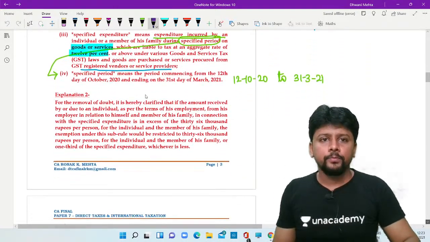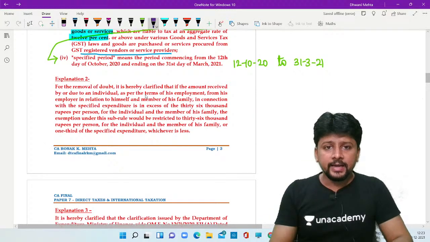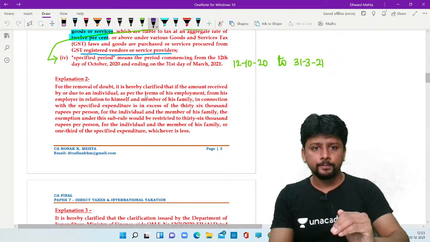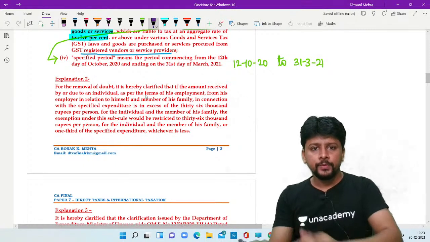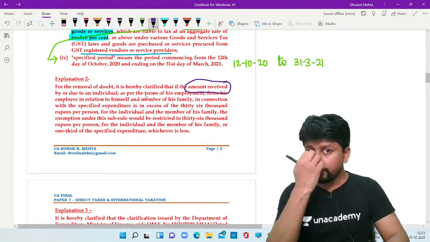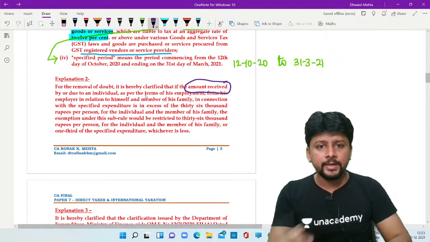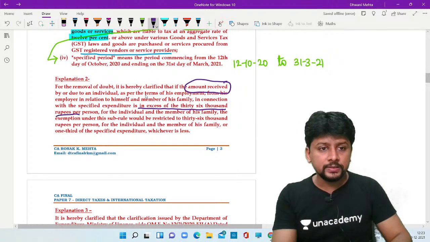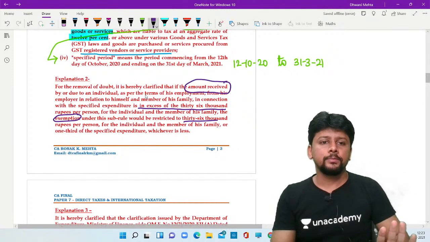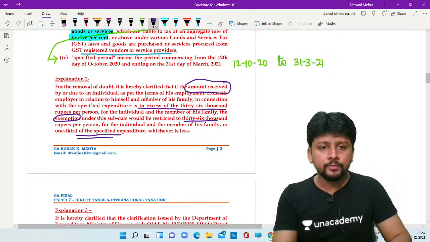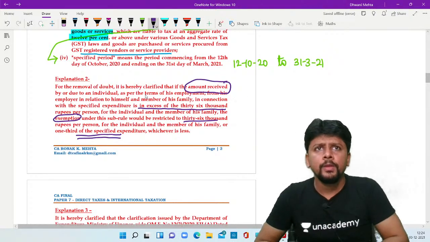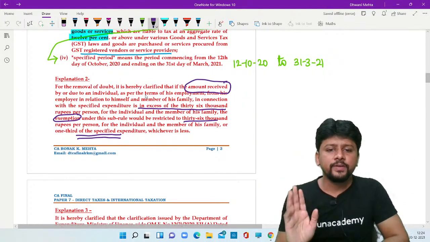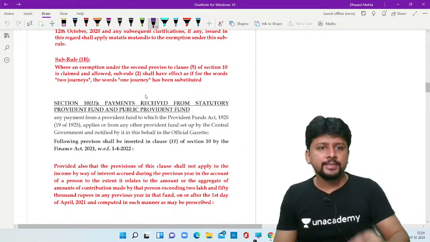And then explanation number 2. This is a clarification. It is hereby clarified that if the amount received by or due to an individual as per his terms of employment from his employer in relation to himself and members of family, the amount received as per his employment contract in connection with this specified expenditure, is in excess of 36,000 per person, the exemption under this rule shall be restricted to 36,000 or one third of the specified expenditure, whichever is less. That's something that we saw. If I'm getting 90,000 rupees, then my exemption is restricted to a maximum of 36,000 or one third of the specified expenditure. So it is just a clarification, as I said.